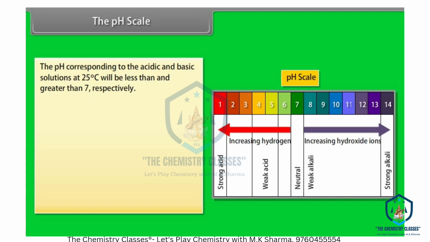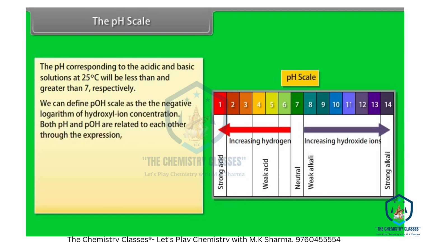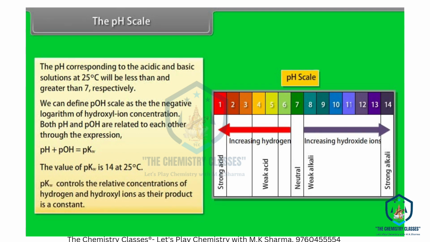The pH corresponding to acidic and basic solutions at 25 degrees Celsius will be less than and greater than 7 respectively. We can define the pOH scale as the negative logarithm of hydroxyl ion concentration. Both pH and pOH are related through the expression pH plus pOH is equal to pKw. The value of pKw is 14 at 25 degrees Celsius. pKw controls the relative concentrations of hydrogen and hydroxyl ions as their product is a constant.